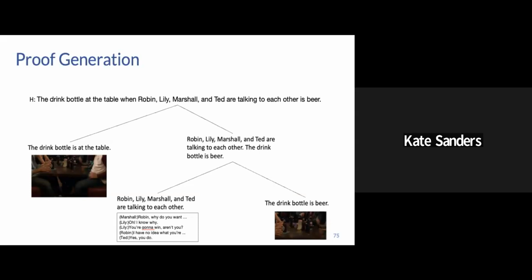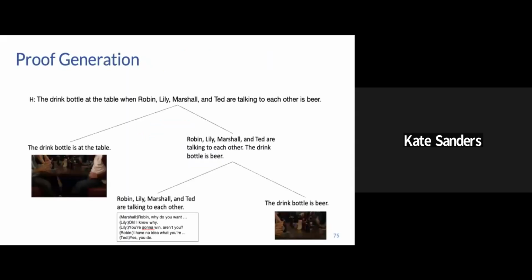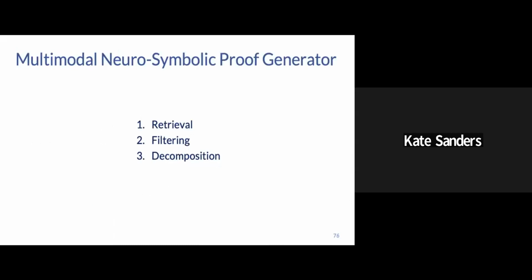So how do we get a model to actually output things like that? The proof generator works based on three main modules. The first is retrieving facts about the text and video content, so these things here. Then two, filtering these facts given a hypothesis to see if any of the facts actually entail that hypothesis. And then three, if none of those facts entail the hypothesis sufficiently, then it decomposes the current hypothesis into two sub-hypotheses that it then recursively tries to prove.